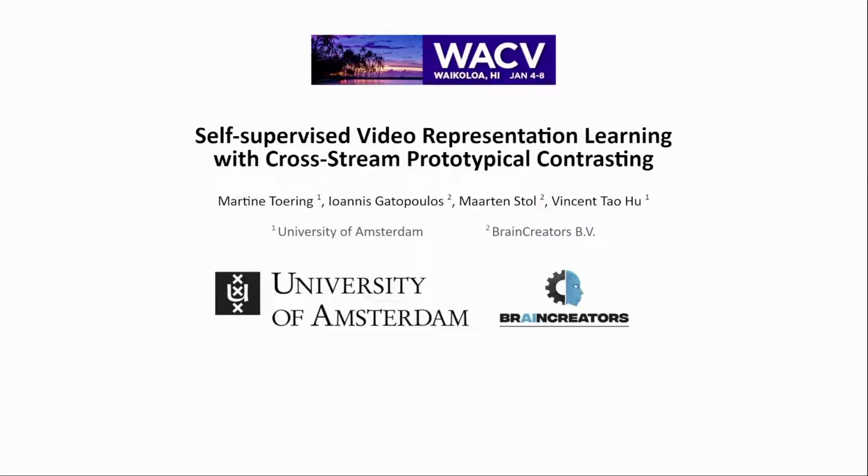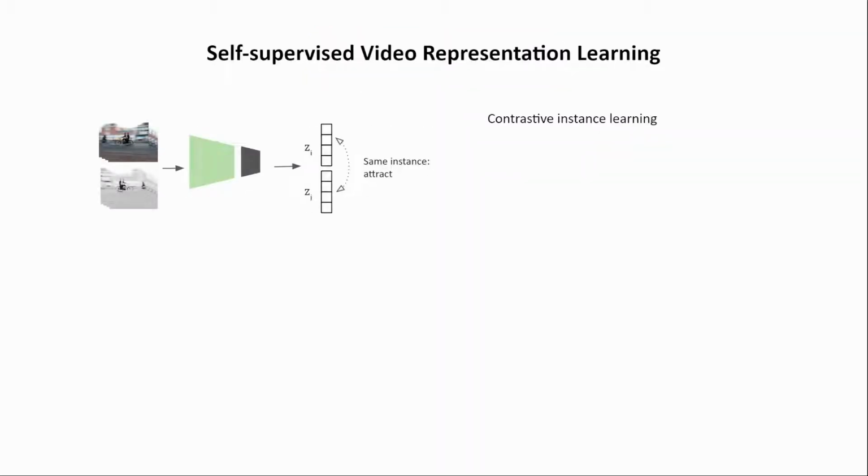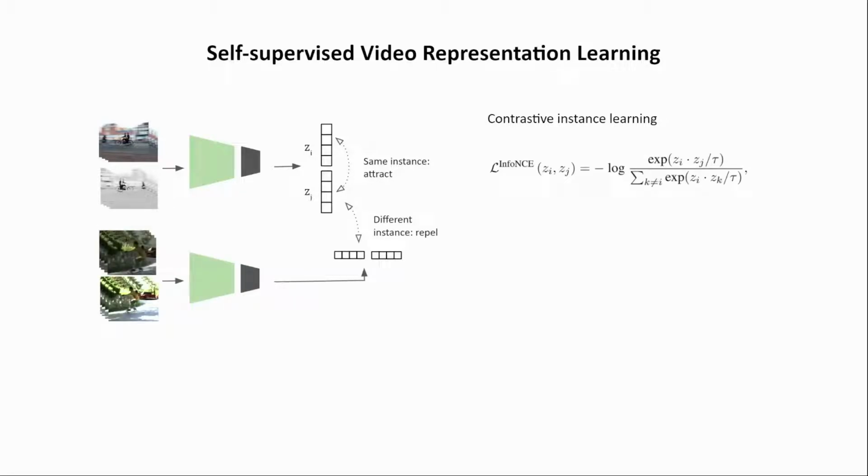In this work, we present a novel method for self-supervised video representation learning. The basic idea of contrastive instance learning, also known as instance discrimination, is to learn an embedding where similar instances are close together and dissimilar ones are far apart. By using augmentation on the same sample, we obtain multiple views of a sample, which will result in a high similarity score. Contrasting with views that belong to different samples will result in a low score.